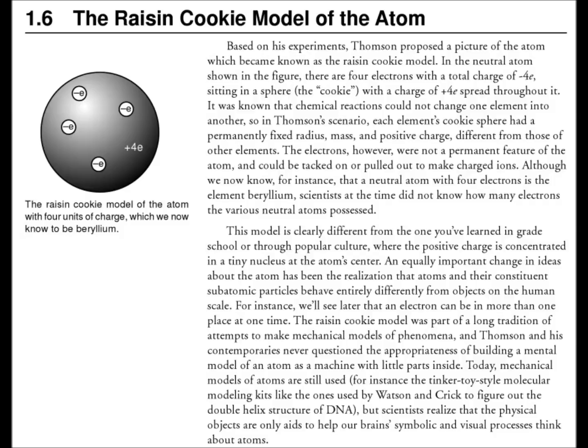Although we now know, for instance, that a neutral atom with 4 electrons is the element beryllium, scientists at the time did not know how many electrons the various neutral atoms possessed. This model is clearly different from the one you've learned in grade school, or through popular culture, where the positive charge is concentrated in a tiny nucleus at the atom's center.